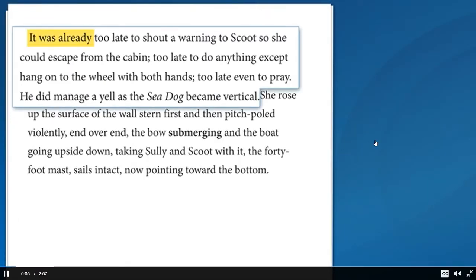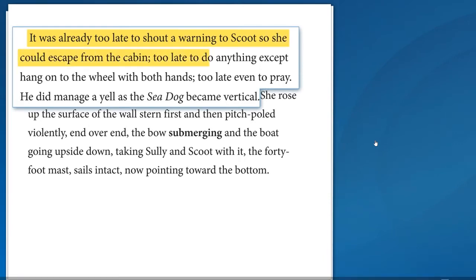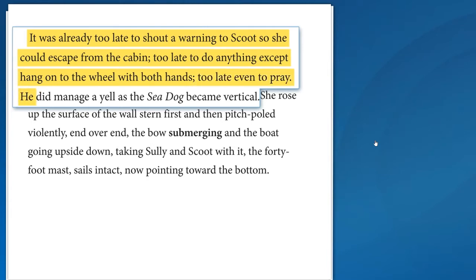It was already too late to shout a warning to Scoot so she could escape from the cabin. Too late to do anything except hang on to the wheel with both hands. Too late even to pray. He did manage a yell as the Sea Dog became vertical.